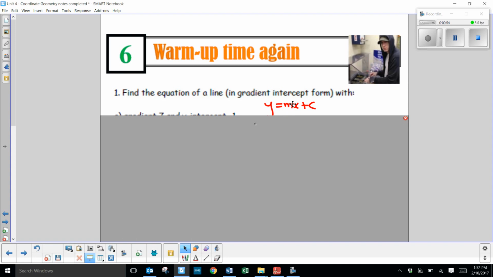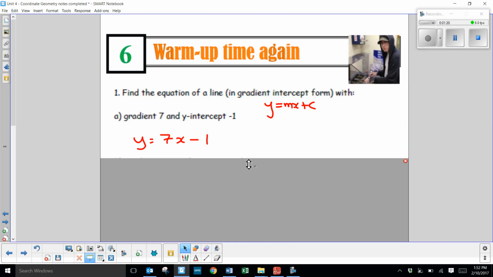Find the equation of a line in gradient intercept form with gradient of 7 and y-intercept of -1. This isn't actually complicated. All you have to do is substitute in 7 for the m because that's the gradient, and the y-intercept is -1. Have a think what it would be. Feel free to write it down and now check it. It will be y equals 7x minus 1. Some of you might have written 7x plus -1, which isn't incorrect, but this is just the more simplified version of it, because a plus negative overall is a negative. So 7x subtract 1 is how you would write that one.